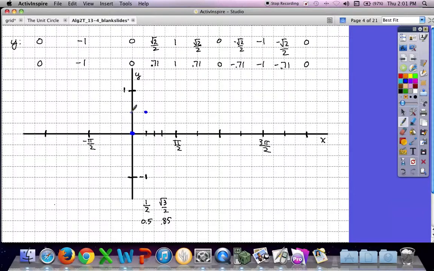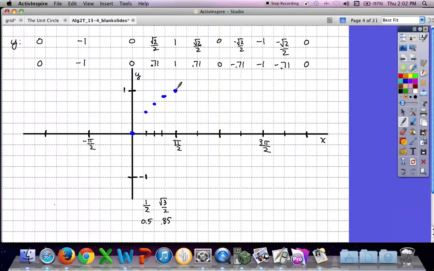Okay, what about at pi over 4? What's the y coordinate? Root 2 over 2, which decimal-wise is about 0.71. So I would go about right there. And at pi over 3, it's root 3 over 2. And that would be about 0.85, so it's about right there. Do I have that in a good spot? Not really. It should be more like there. That's okay. And then at pi over 2, the sine is 1.